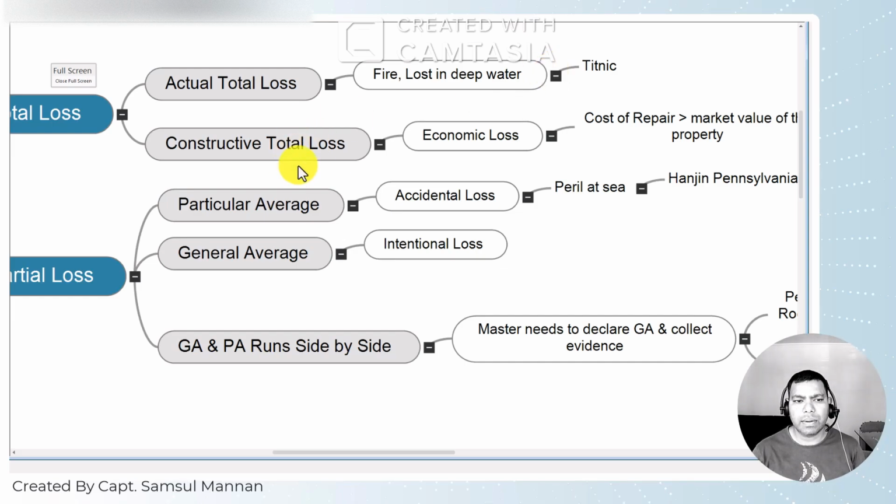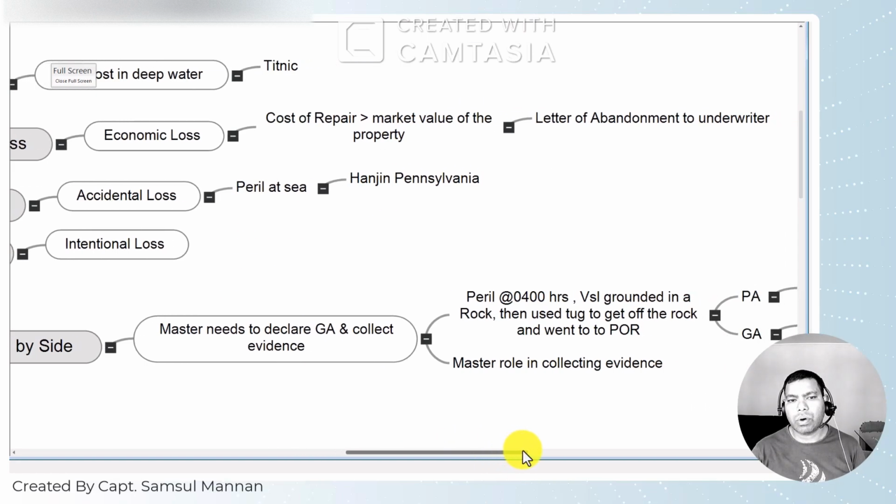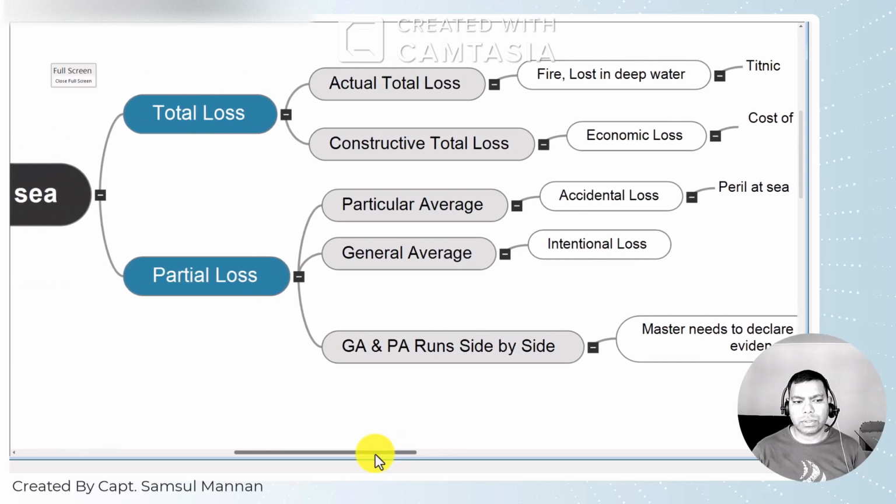Then another type of loss is there, total constructive loss. What is total constructive loss? It is not the actual total loss, rather it is the economic loss, right? In this total constructive loss, we need to make sure that the cost of repair of that ship is more than the market value of the property. So when the cost of repair is more than the market value of the property, then the ship owner will give a letter of abandonment to the underwriter, and the underwriter will fix a value of the wreck, and that type of loss is called the total constructive loss, right?